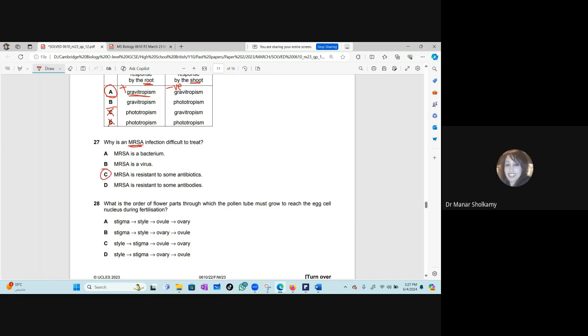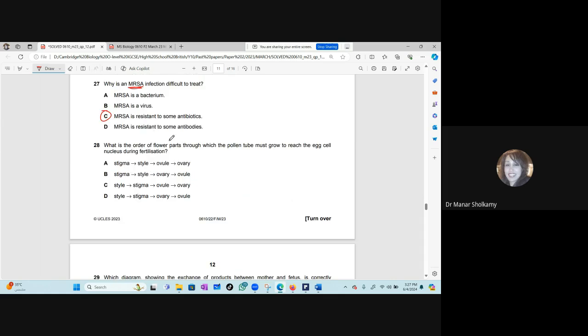Antibiotics, not antibodies. 28. What is the order of flower parts through which the pollen tube must grow to reach the egg cell nucleus during fertilization? Now look at that and tell me. Remember this picture? If you forgot, you can tell it yourself. Yes, stigma, then the style, then the ovary, and then into the ovule. So B. Well done.